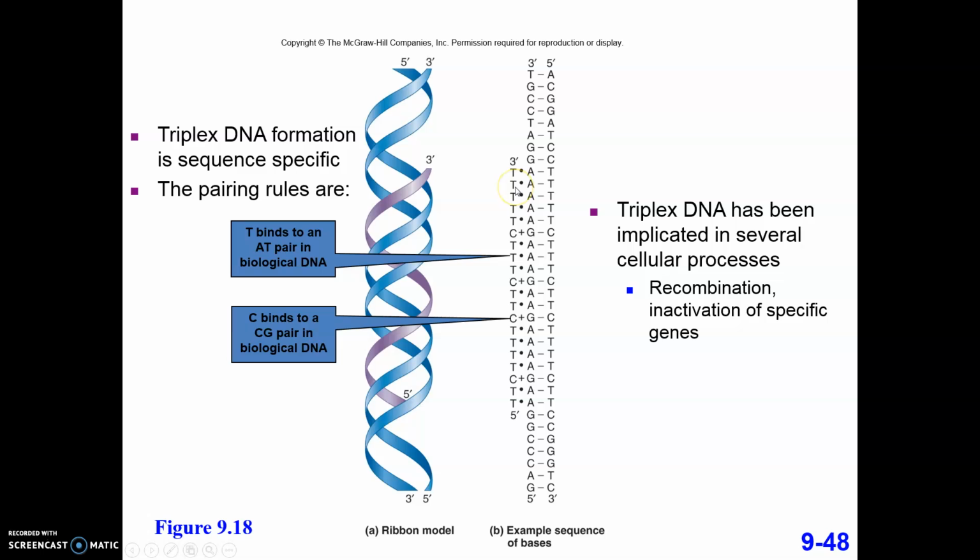And the base pairing rules are that a T can bind to an AT pair, and a C can bind to a GC pair. And what I want you to recognize here is that it's not binding in the same way that the two base pairs are binding each other. It's just coming in and making specific contact points. So by taking a specific sequence, we might be able to design a piece of DNA that we could send in and probe for something.